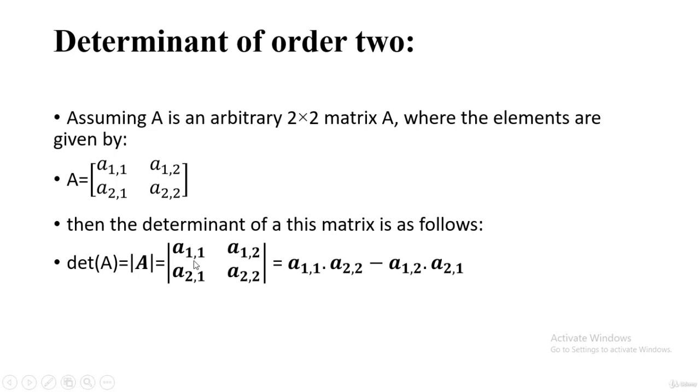So it's a cross multiplication. See, the first diagonal elements will multiply together, and then the upper and lower triangular elements multiply together. It's a cross multiplication. These two elements multiply together and these two elements multiply together, and the sign in between will be negative.